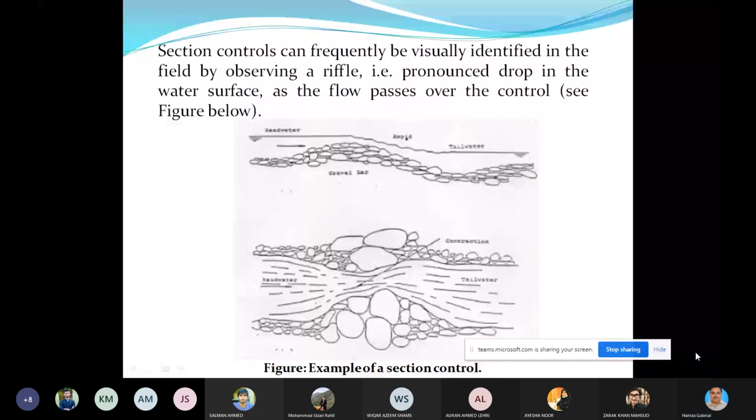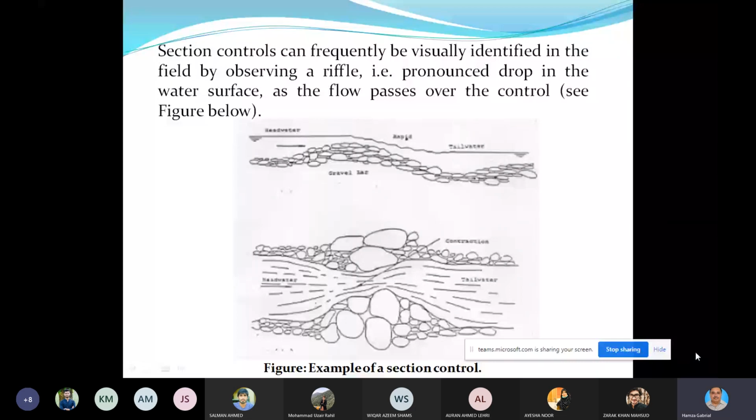But if we are constructing a small dam, or installing a weir or a flume, we are ourselves creating a section control. We are constricting the waterway and giving it a drop, so a section control is formed.